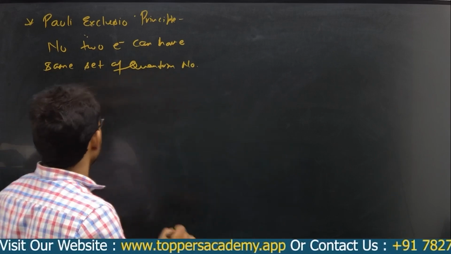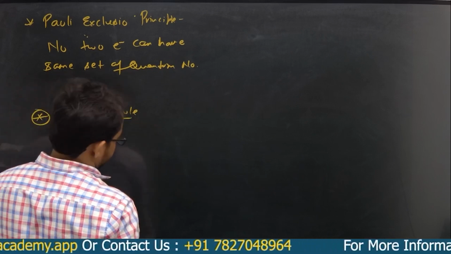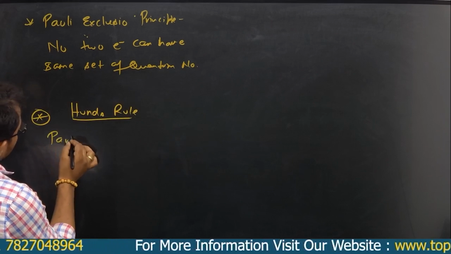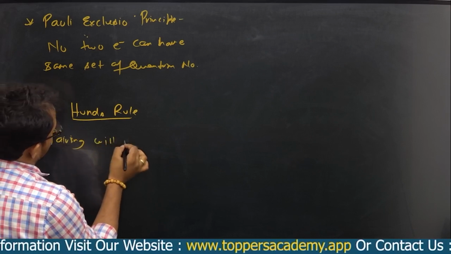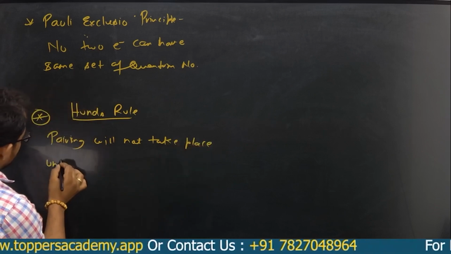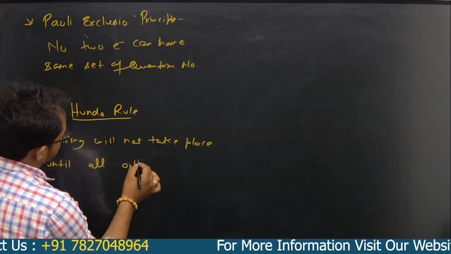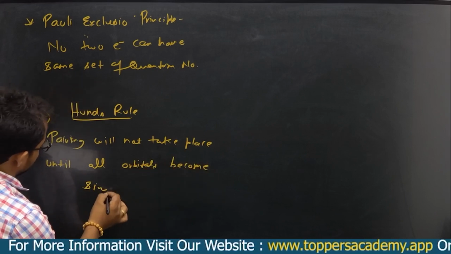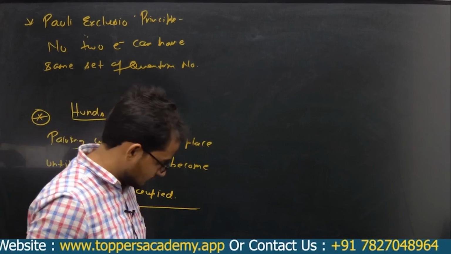Now I am going to discuss Hund's rule. It says that pairing will not take place until all orbitals become singly occupied. Right.